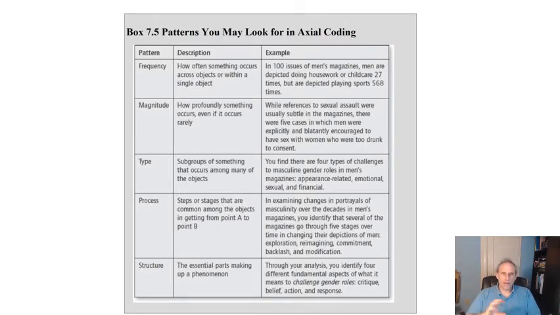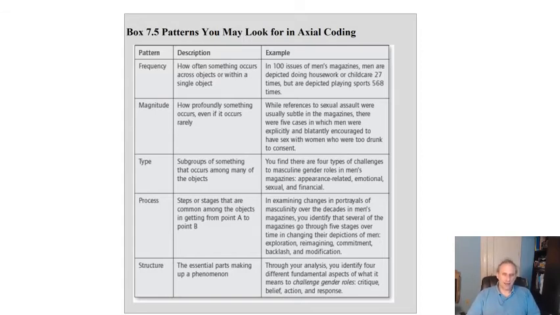Now, when you're doing coding, what kinds of patterns may you look for? As noted, you may look for frequency, how often something occurs across objects or within a single object. You also may be interested in magnitude, how profoundly something occurs. Even if it occurs rarely, when it happens, is the expression, the views of it within the media emphasized?